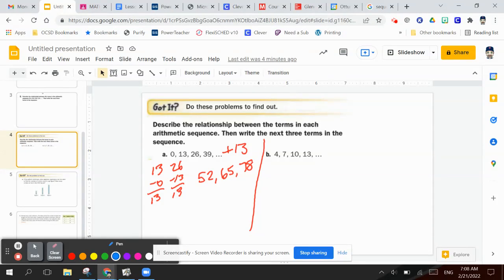So for letter B, I have 4, 7, 10, 13. So again, I do the same thing. I take the first 2 numbers. 7 minus 4 is 3. I take 10 minus 7, that's 3. So I know my number is 3. That's the relationship. So I'm adding 3 each time. Notice that my numbers are getting larger, so it's addition. So then to find the next 3 numbers in my term, I take 13 plus 3, which is 16. Add 3 is 19. Add 3 is 22.